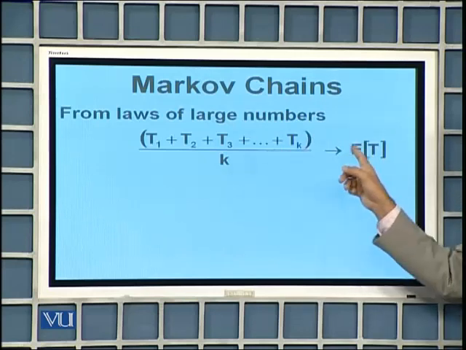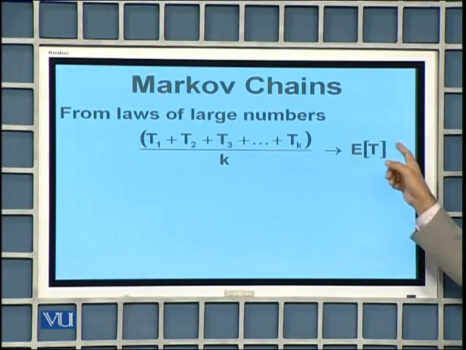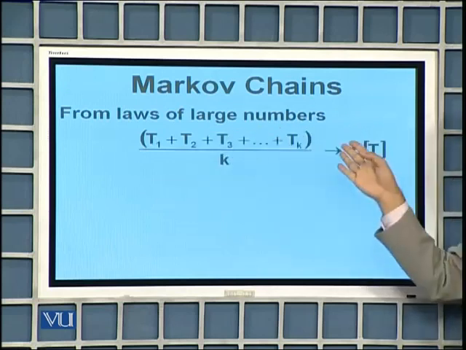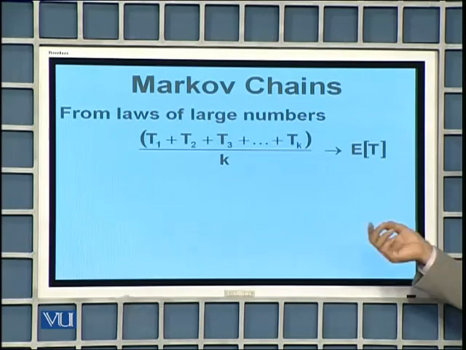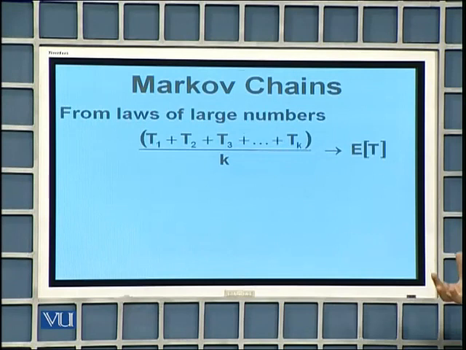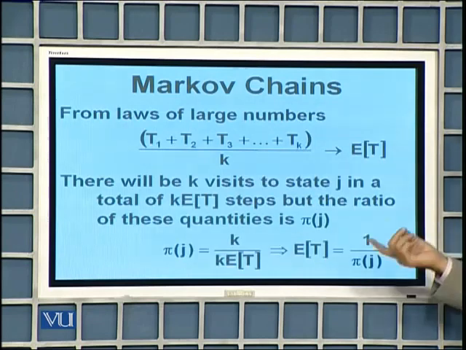So if you take this k to the right side, then k times the expected value of return times is the total sum of all these return times. So that's the total number of steps that the Markov chain is observed for, and in these total number of steps, the visits to a certain state is only k times. So k divided by this whole sum of all the observed instances is the fraction of time that the state is visited, and that is nothing but the stationary probability associated with that state j.